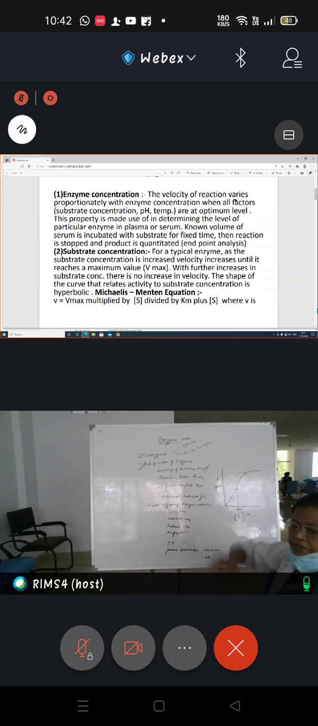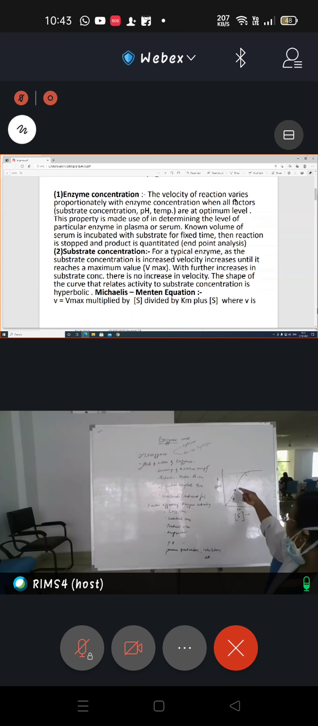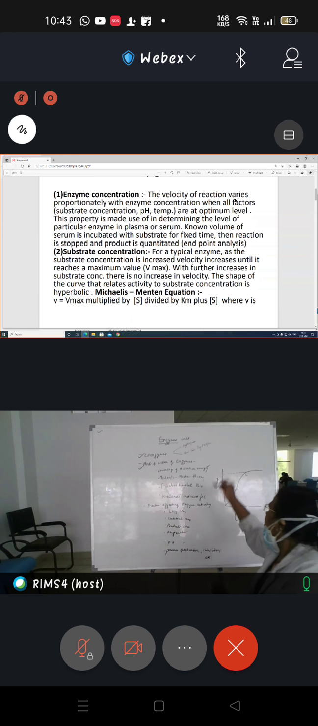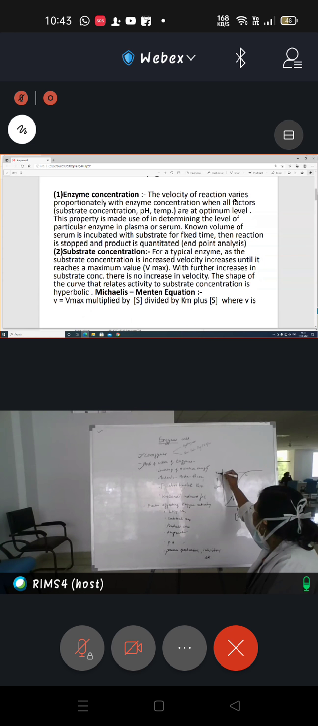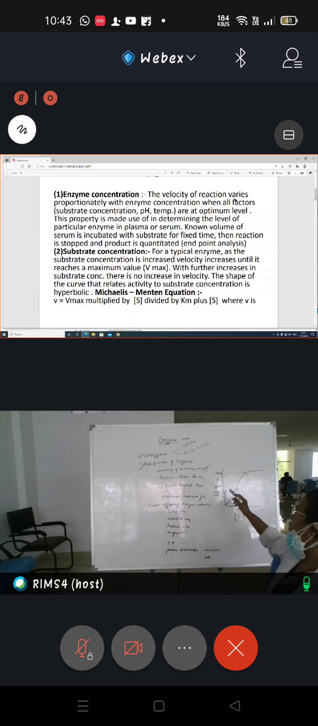At B point, 50% of the enzymes are reacting with the substrate, and this is half the maximum velocity. When we draw a line down to get the value of Km.